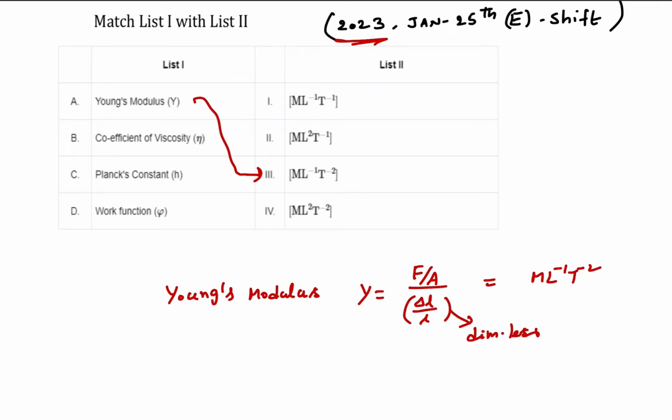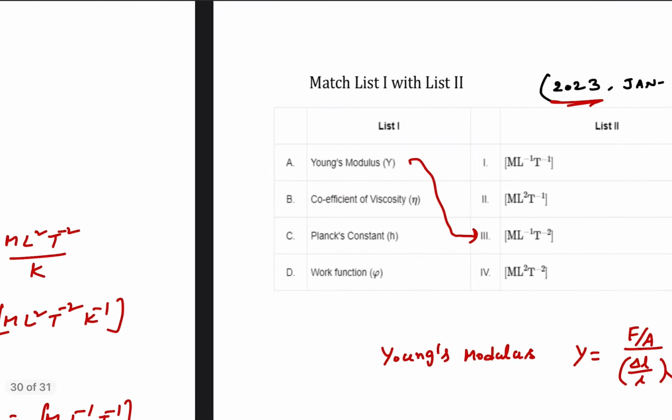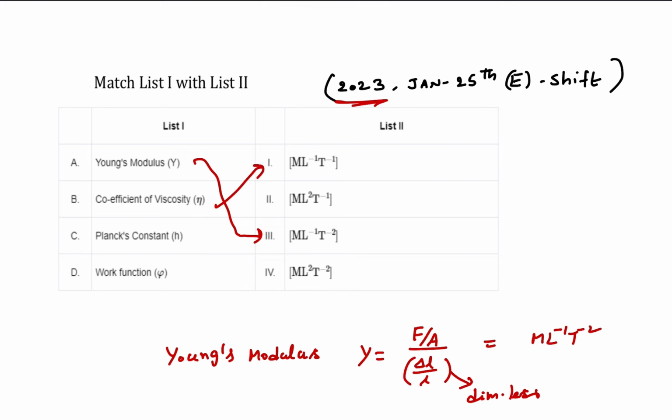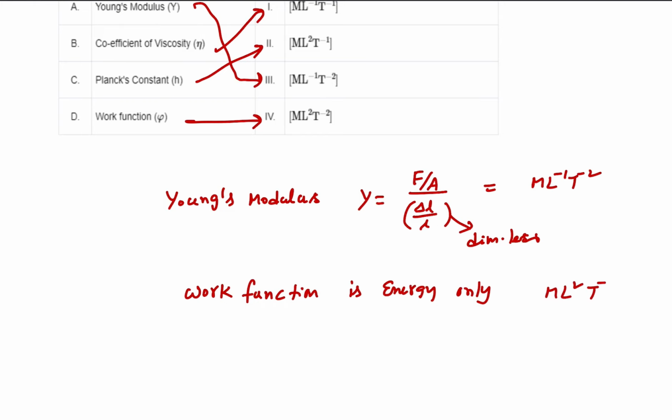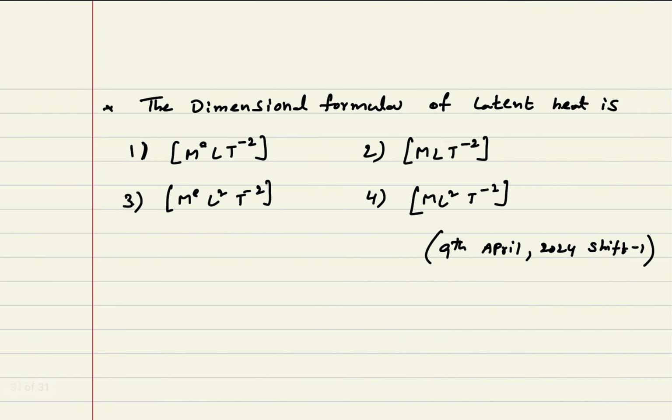Coefficient of viscosity. Coefficient of viscosity also just now I have given. We can see here also I have given M L minus 1 T power minus 1. Planck's constant M L square T power minus 1. Work function. I have taken actually this question to write the work function. Okay, work function is nothing but energy only. Minimum energy required to eject the electron from any metal surface is work function. Now this is M L square T power minus 2.